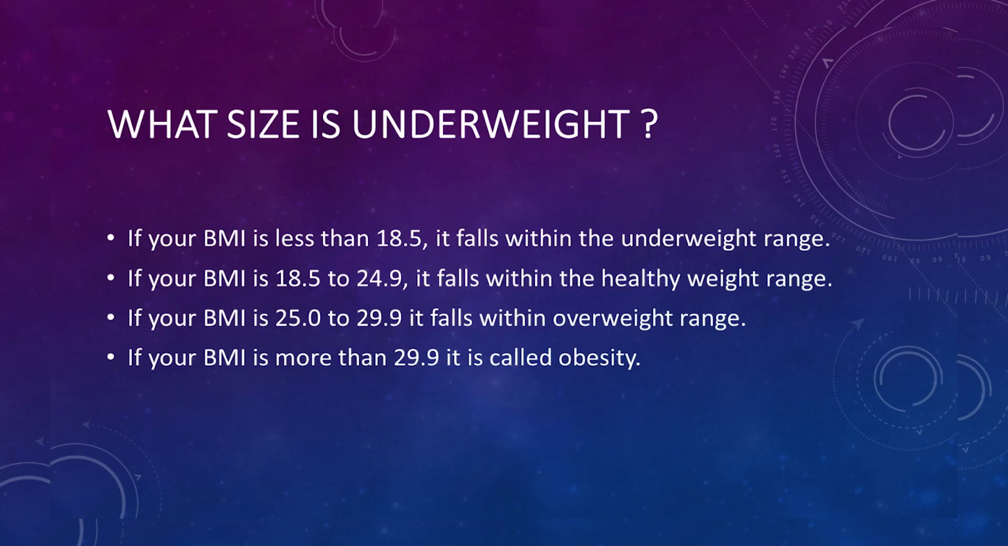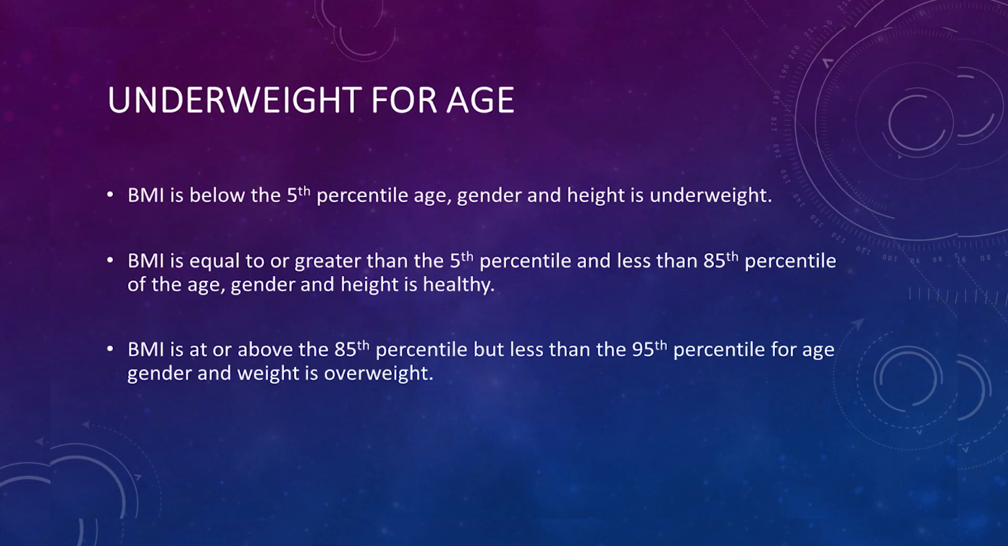When the body mass index, that is the weight in relation to the height, is 18.5 or below, it is called underweight. When 18.5 to 24.9, that is called a normal body mass index, and when it is between 25 to 29.9, it is overweight, and above that it is called obesity, that is extreme overweight. Underweight for age: BMI below the 5th percentile for age, gender and height is underweight.